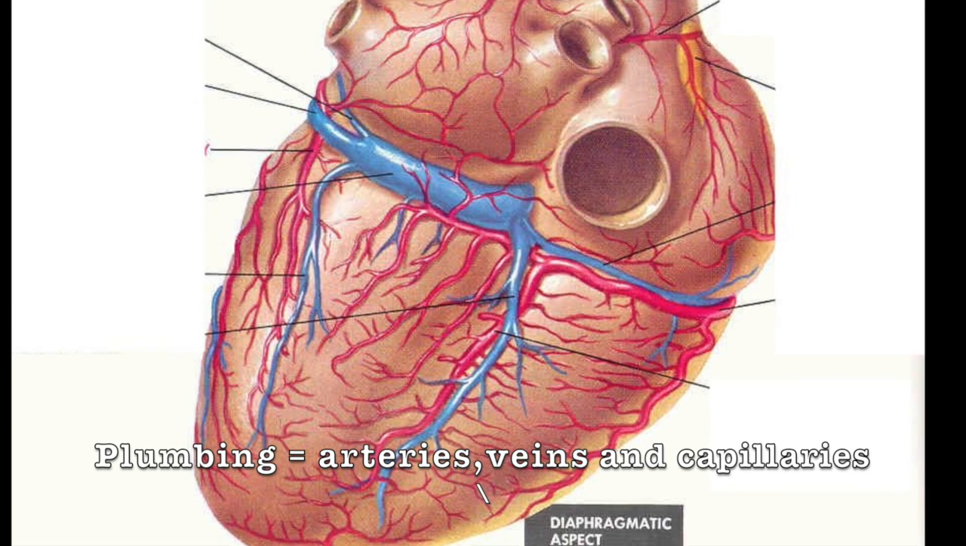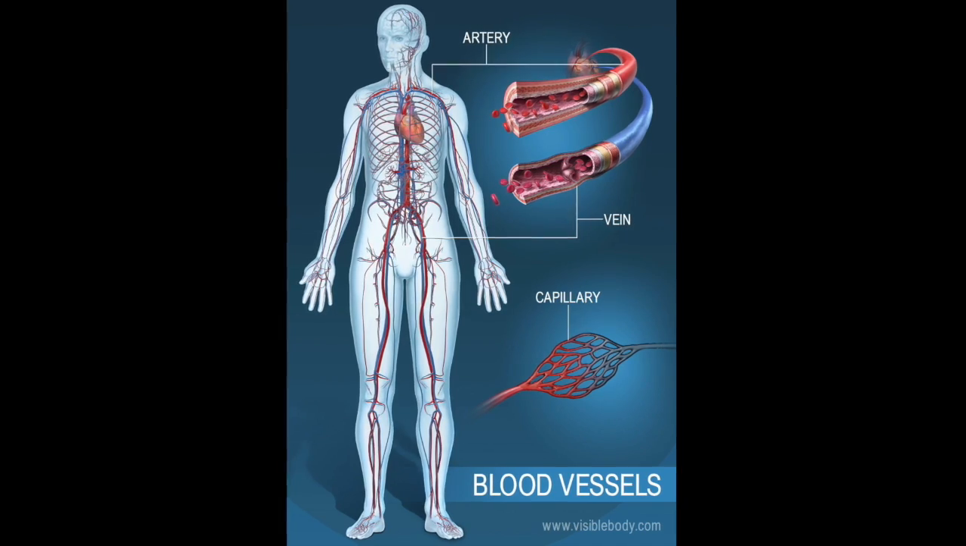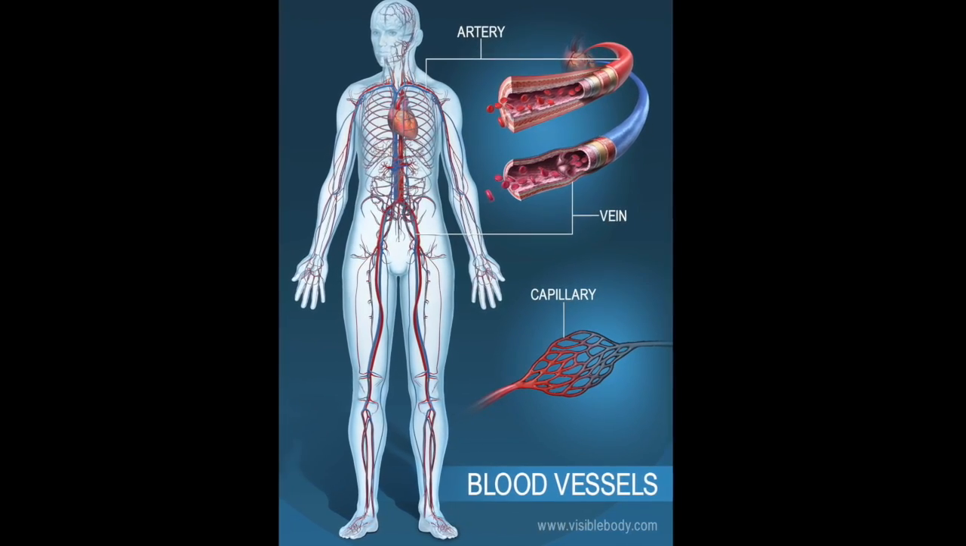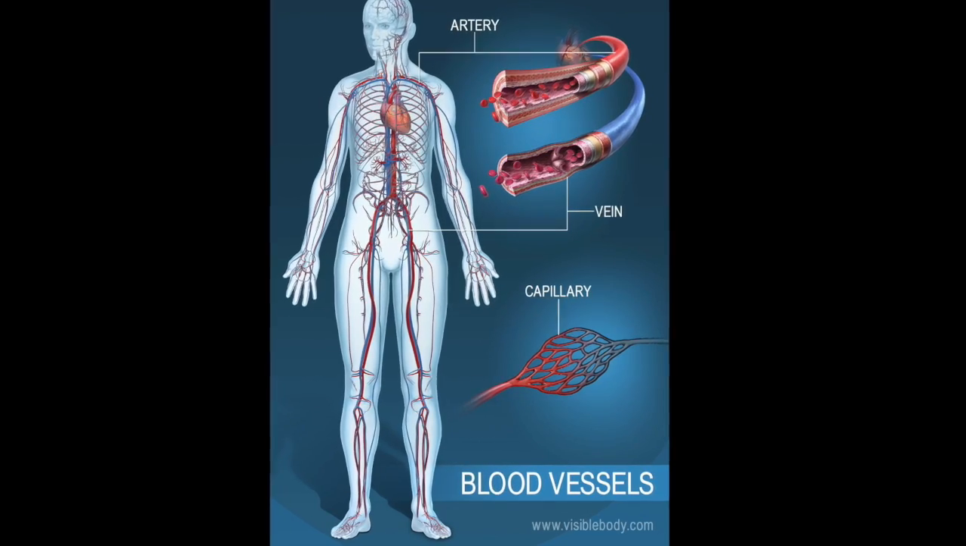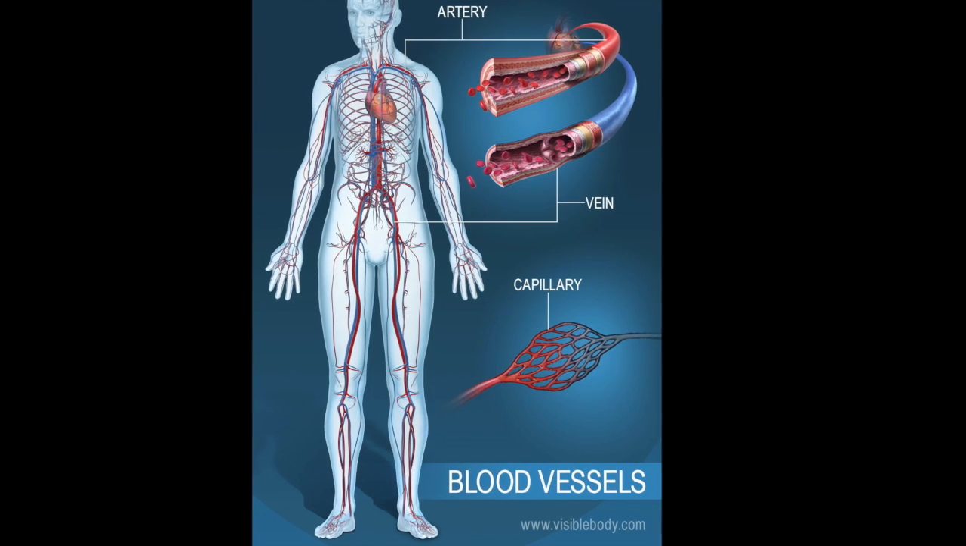The plumbing is the arteries and the veins of the heart. These ones are known as the blood vessels. Blood travels between the heart and the lungs and the rest of the body via a network of pipes called blood vessels. There are 3 main types of blood vessels.